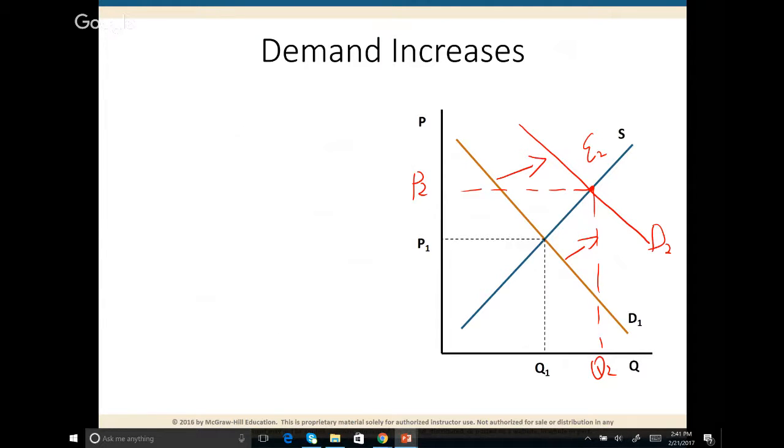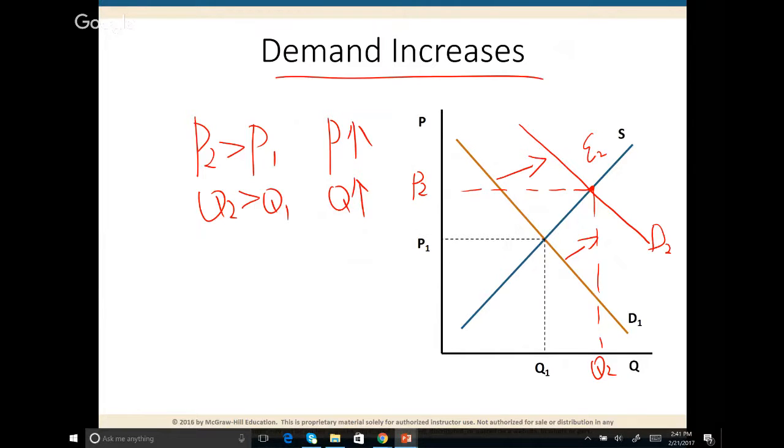And then next, you'll compare your price and quantities. So P2 is more than P1, which means price is increasing. And then Q2 is more than Q1, which means quantity is increasing as well. So demand increase, demand curve shifting to the right, and then price goes up, quantity goes up.